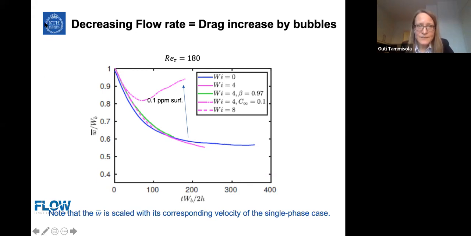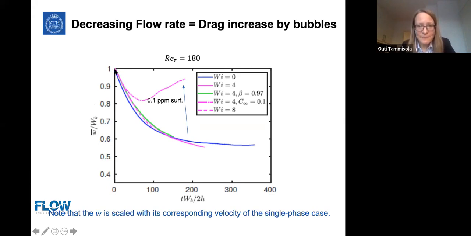And so here we have time on the horizontal axis and the flow velocity on the vertical axis. The simulation is done in a way that we keep the pressure gradient constant. So this means that if the flow velocity increases, then we have less drag.